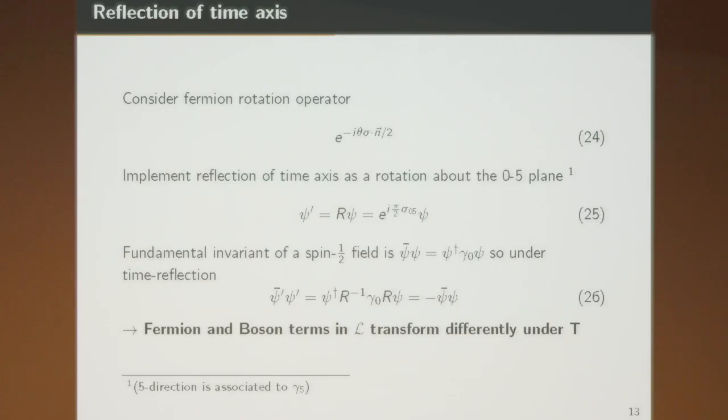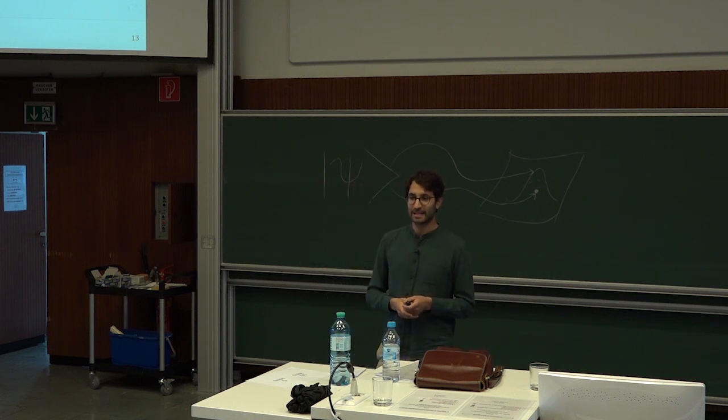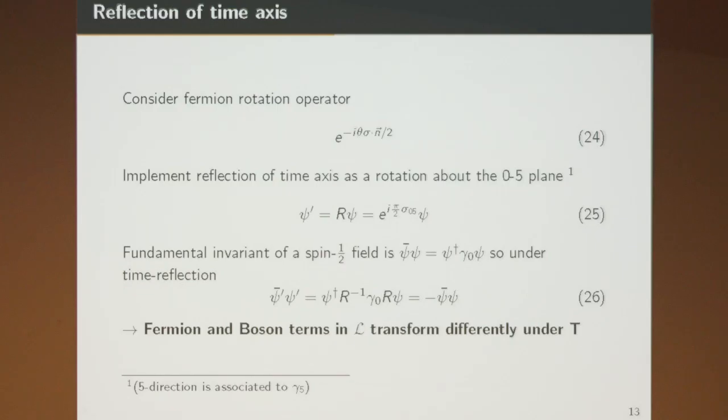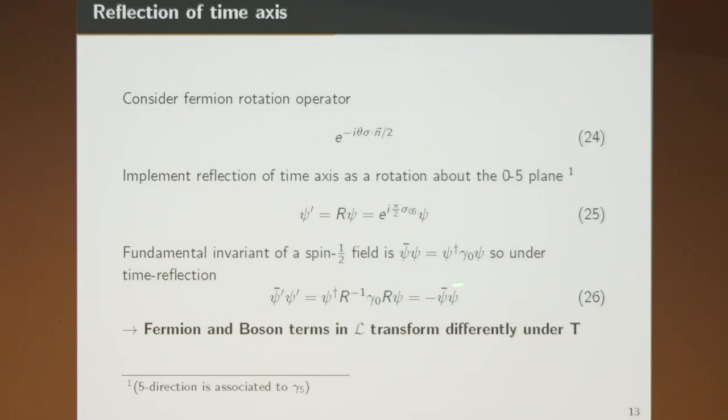And now, if we consider the fermion rotation operator in equation 24, Schwinger is going to implement his time reflection by doing a rotation about the 0-5 plane, which is a very unintuitive thing. The 0 direction is the time direction. The 5 direction is the direction of the gamma 5 matrix. So the important thing is that this allows you to rotate the time axis without changing the x, y, or z axes. And by doing that with this operator, if we analyze a Lorentz scalar, we're going to see that under time reflection, fermions are going to pick up a minus sign. So fermions and bosons are going to transform differently under time reversal in Schwinger's formulation.